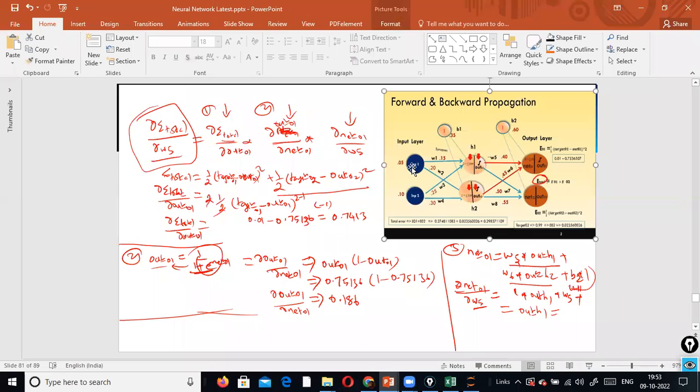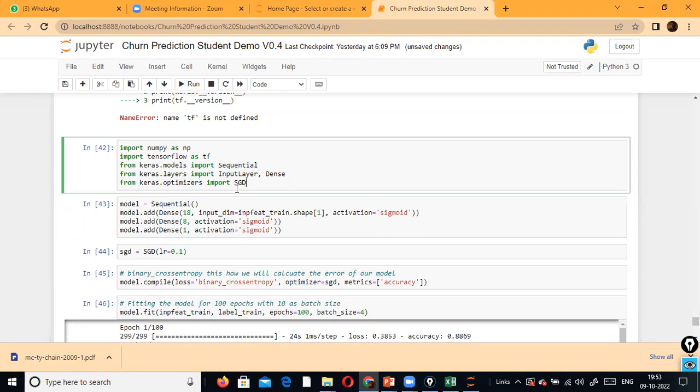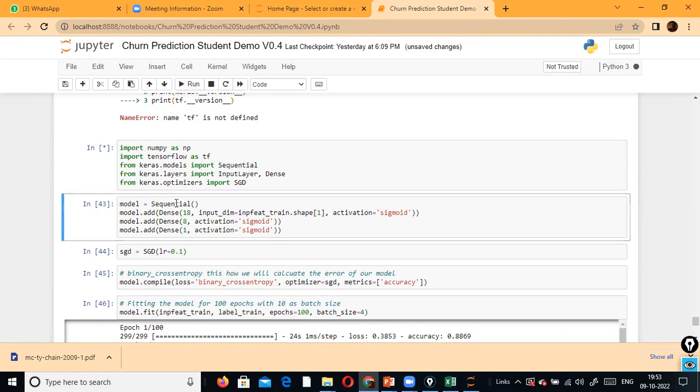I'm talking about this one, the blue colored one, right? So in this case, we have only two columns. Here I have 18 columns in the churn data. Hence, I just import all those things because this one takes time.